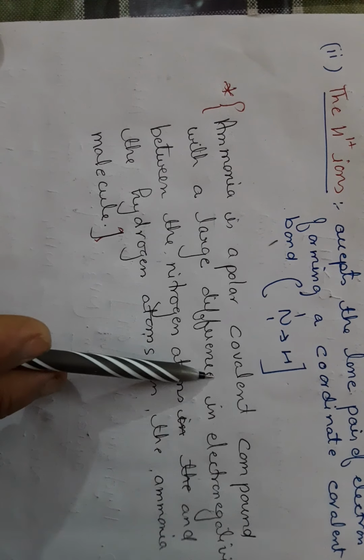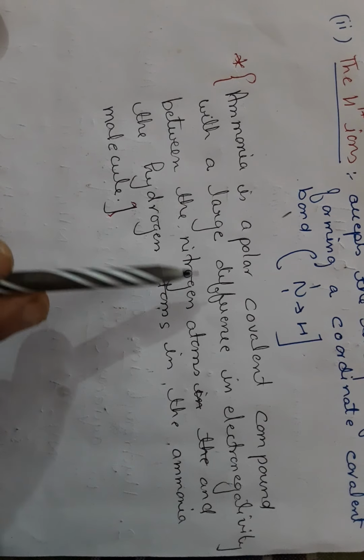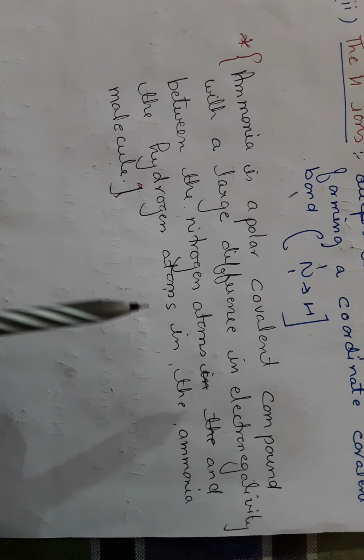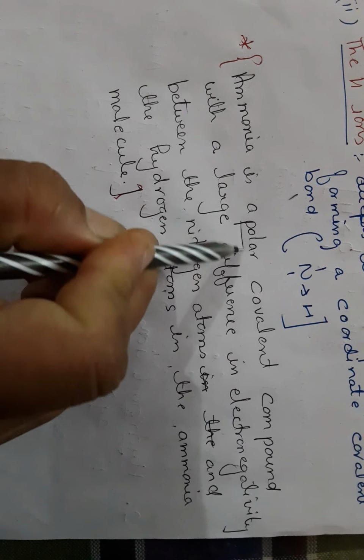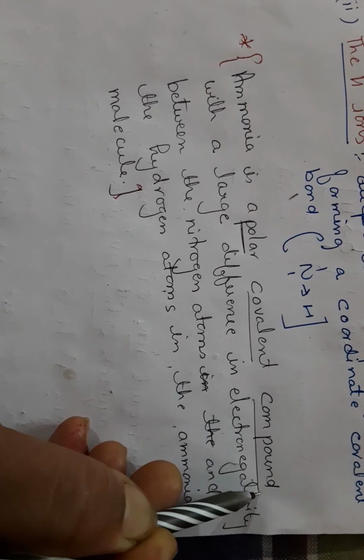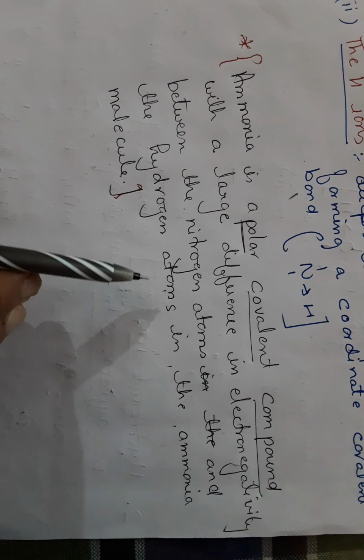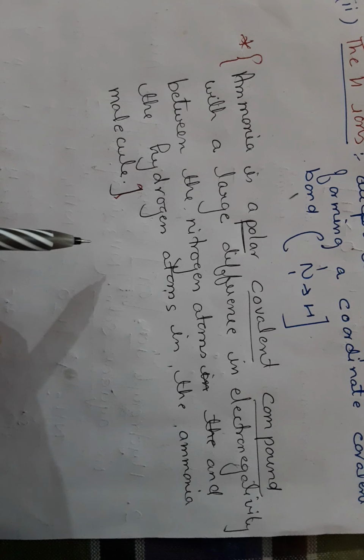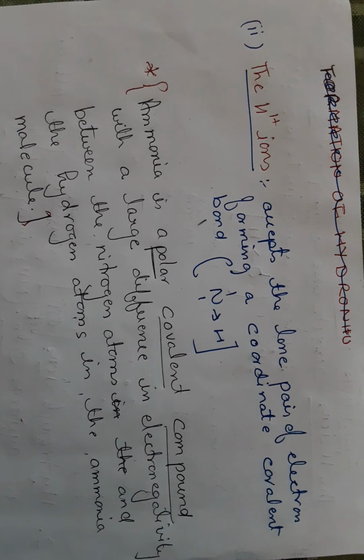Ammonia is a polar covalent compound with a large difference in electronegativity between the nitrogen atom and the hydrogen atom in the ammonia molecule. Again I am repeating, ammonia is a polar covalent compound with a large difference in electronegativity between the nitrogen atom and the hydrogen atom in the ammonia molecule. Understood? So this was the formation of the hydroxyl ions from the aqueous solution of an alkali.